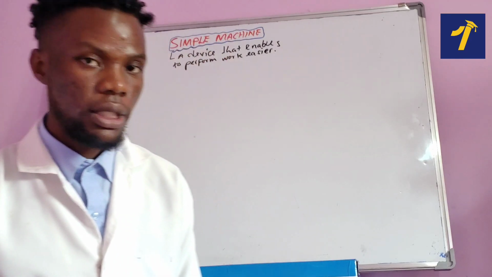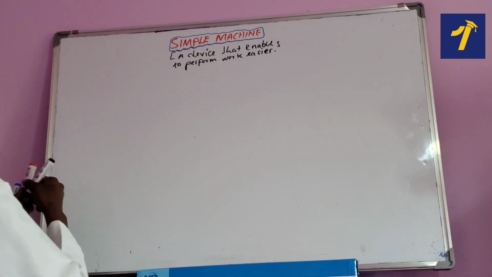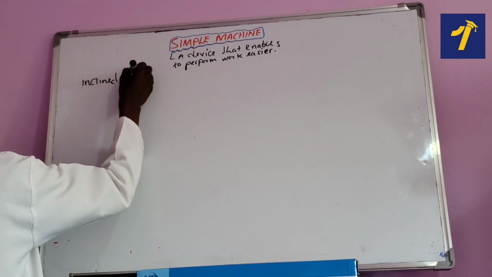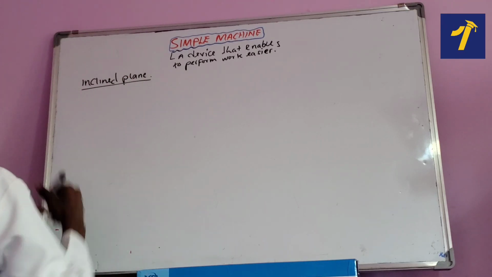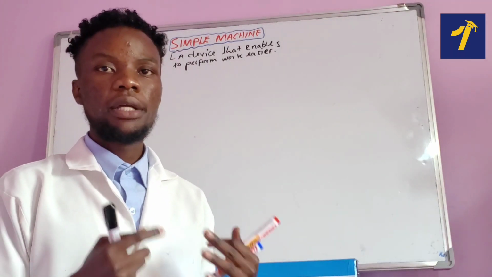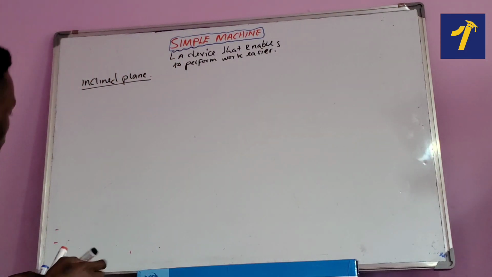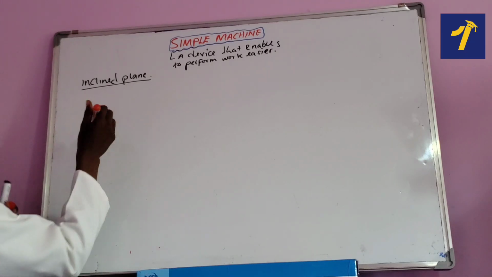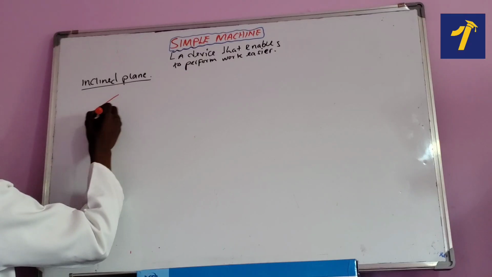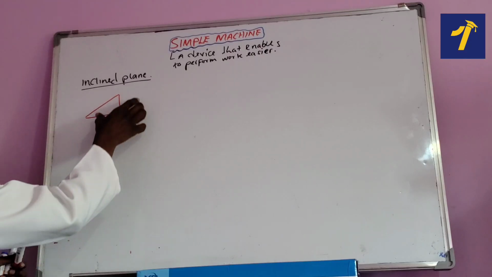So now let us begin with what is the inclined plane. Inclined plane is one of the simple machines that they use in order to lift heavy weights or loads. We need to understand that. The way it looks, if you look at the inclined plane, it looks like this. It's going to have different lengths. So this is what we call an inclined plane.